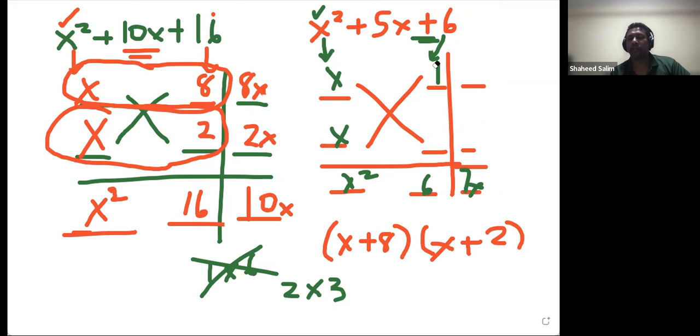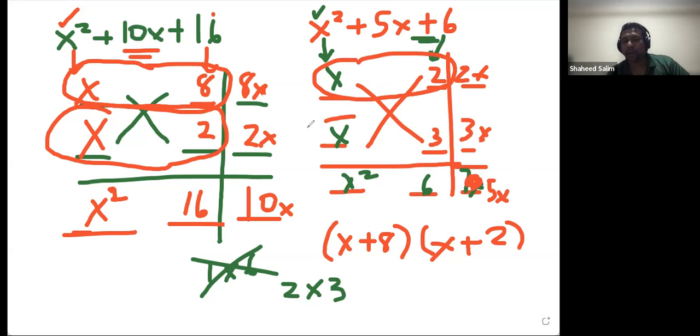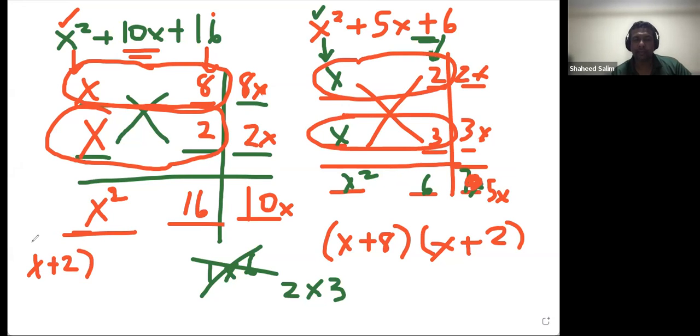We try something else. We try 2 and 3. 2 and 3 have not been tried, so let's try 2 and 3. Here we go. 2 times 3, 6, correct. X times 2, 2x. X times 3, 3x. 2x and 3x, you add together, you get 5x. Alhamdulillah, we got it already. So what is it? X plus 2, X plus 3. So you write it how? X plus 2, X plus 3.